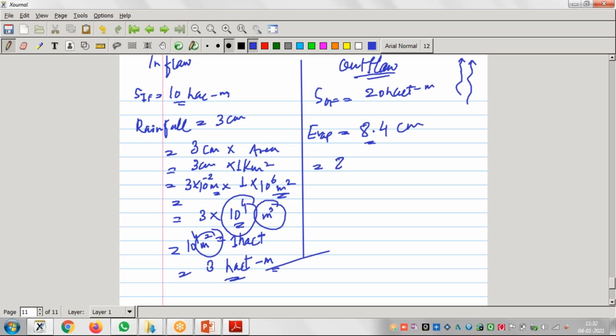So I will convert it again. 8.4 multiplied by 10 to the power minus 2, it will be in meter, into the area, which is 10 to the power 6 meter square. Right. So directly, if I solve, it will become 8.4 into 10 to the power 4 meter cube. So directly I can write 8.4 hectare, and the 1 remaining is meter. So hectare meter. This is outflow.